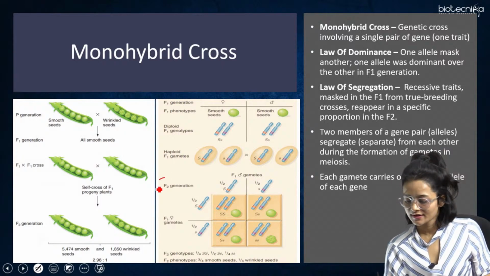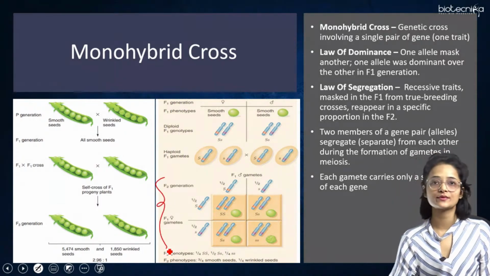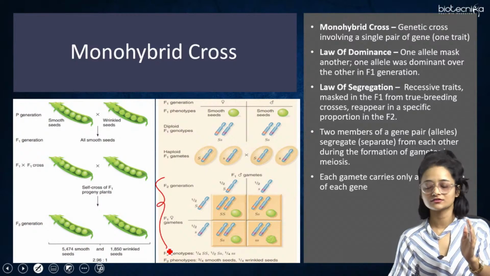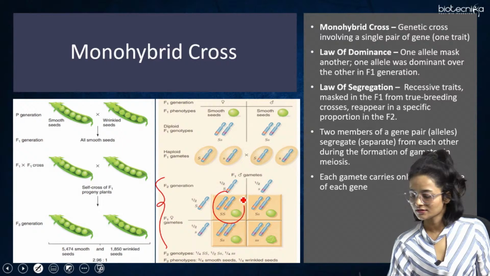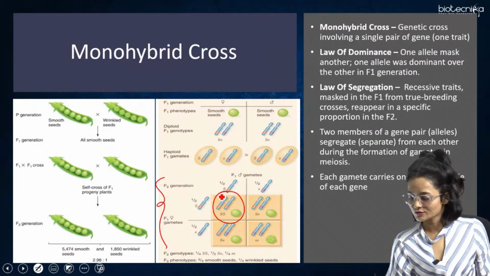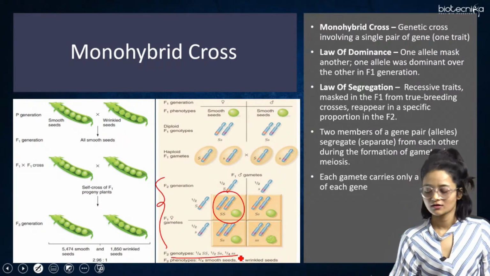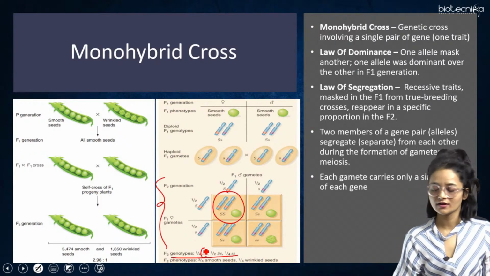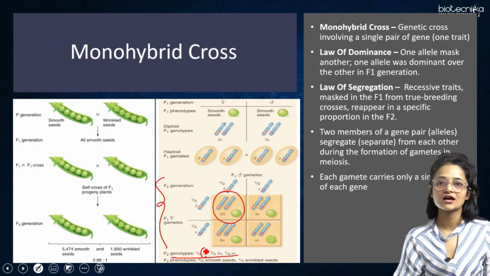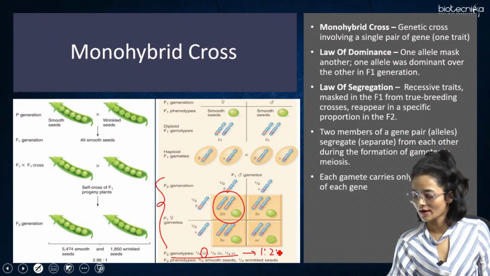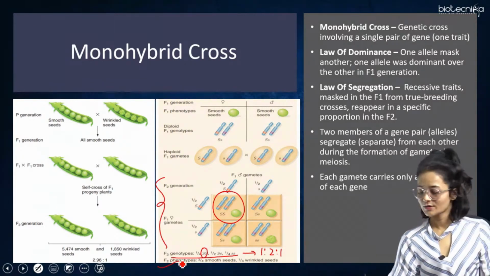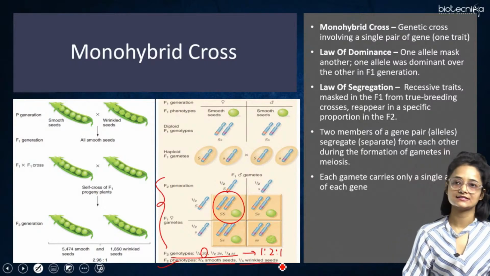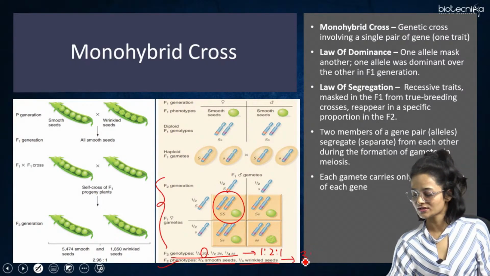In case of F2 generation, when the Punnett square was made and crossing was done between the two F1 gametes, the selfing, it was found that the genotype ratio was 1/4 homozygous dominant, 1/2 heterozygous dominant, 1/4 homozygous recessive. So the ratio was 1:2:1, right? And in case of F2 phenotypes, the phenotypes observed were 3/4 smooth seeds and 1/4 wrinkled seeds, right? So the phenotypic ratio was basically 3:1.